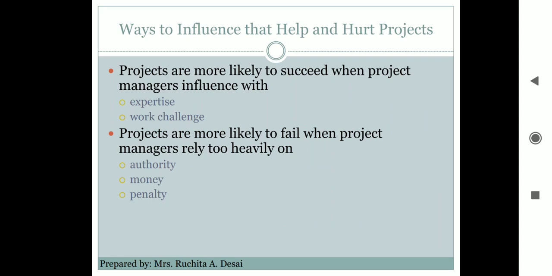Projects are more likely to succeed when the project manager influences with expertise and work challenges. If the project manager has expertise, or uses work challenge, the project may succeed. Another way: projects are more likely to fail when the project manager relies too heavily on authority, money, and penalty. If they use their power, give punishments, and use hygiene factors while implementing the project, then the project may fail. So these are the two ways.